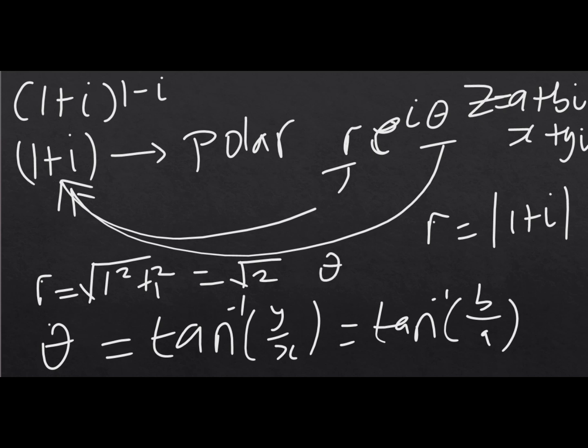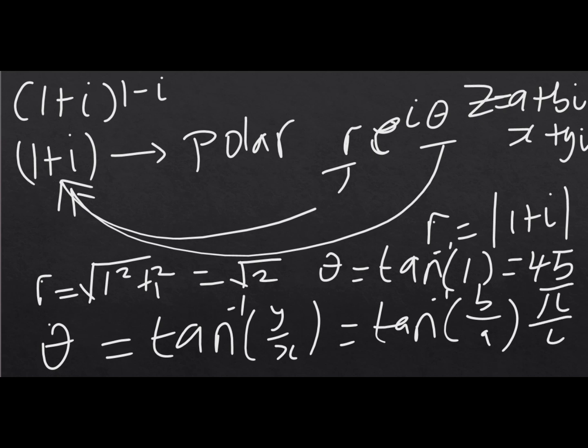So in this case, a and b are 1 and 1. So 1 over 1 is 1. Inverse tangent of 1 is 45 degrees. And 45 degrees in radians is pi over 4 radians. So we have gotten what we want, this and this. Now we can change it to the polar form easily.